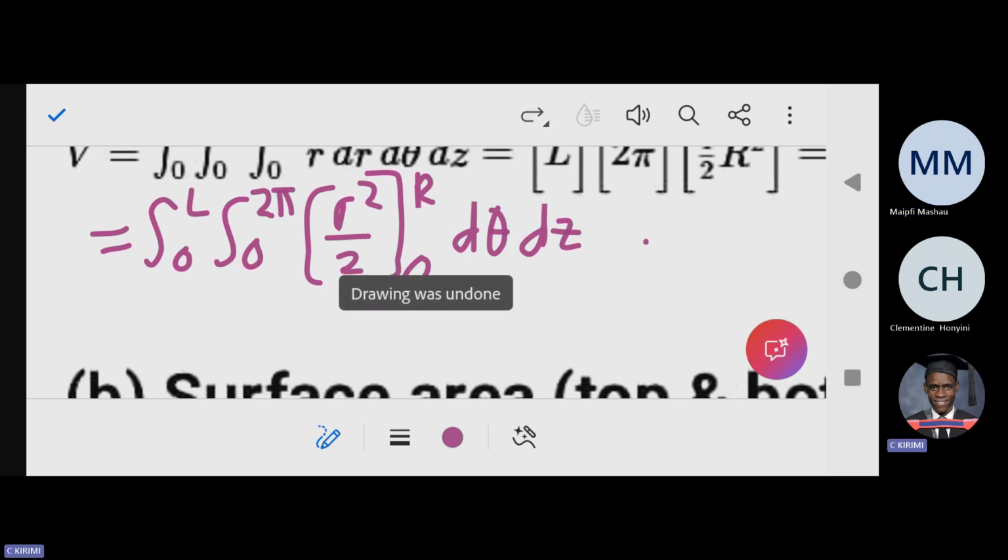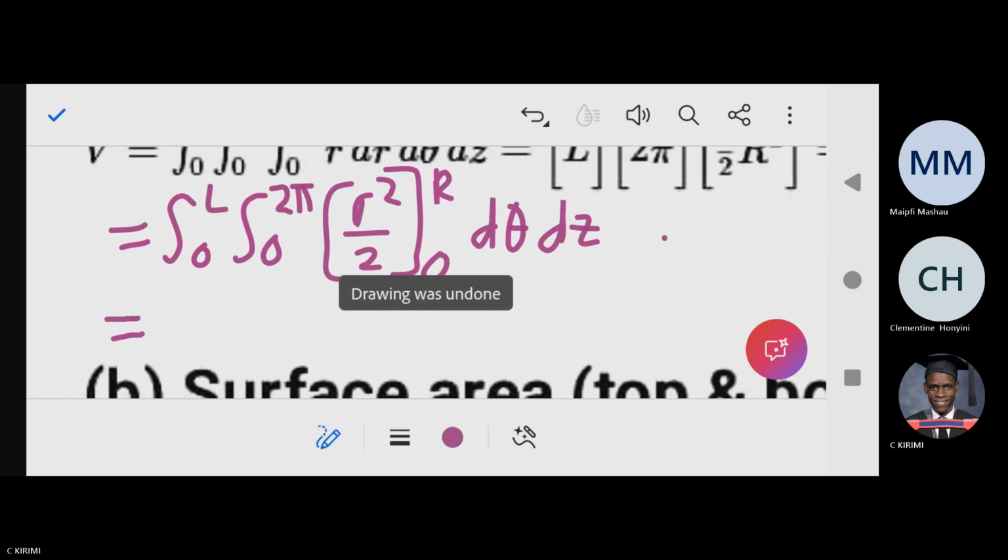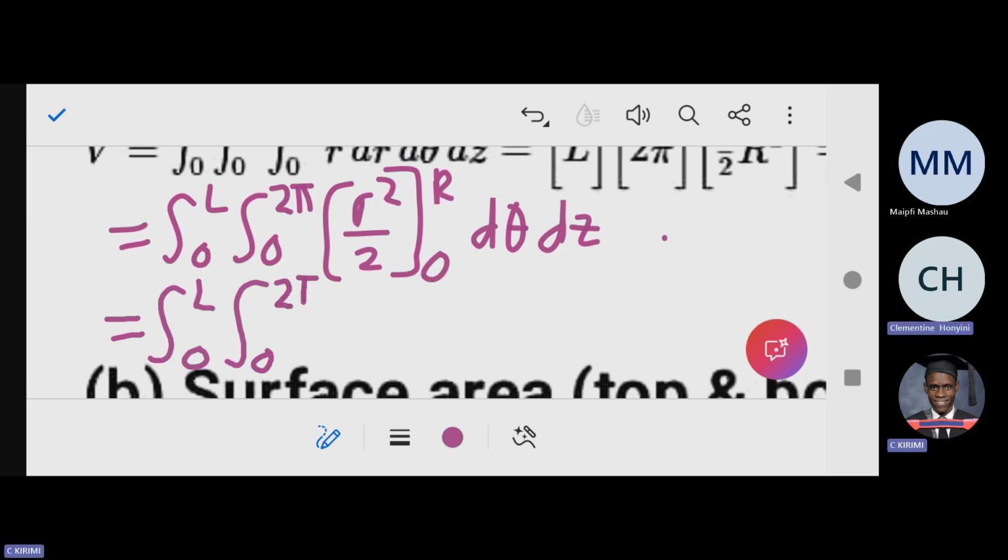So let's replace it now. What are you going to write? This is no longer physics now, it's maths. If you had told me that you understand, you would go on to the next question. The integral from 0 to 2 pi of R squared over 2, d theta, dz. Then what are you going to do there? When you integrate with respect to theta, what do you get? R squared over 2 with respect to theta, from 0.